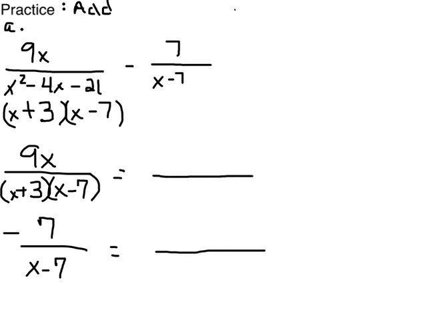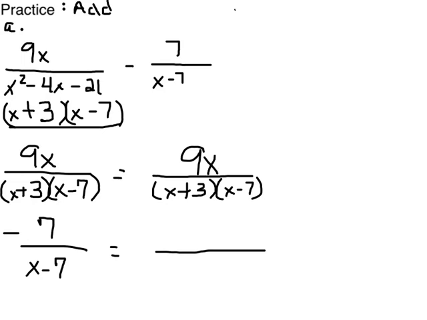Alright, my common denominator is going to be this. X plus 3, x minus 7. So you see this term, this first fraction is not going to change at all. It already had the common denominator. However, this bottom one is missing something. It has the x minus 7, but it doesn't have the x plus 3.